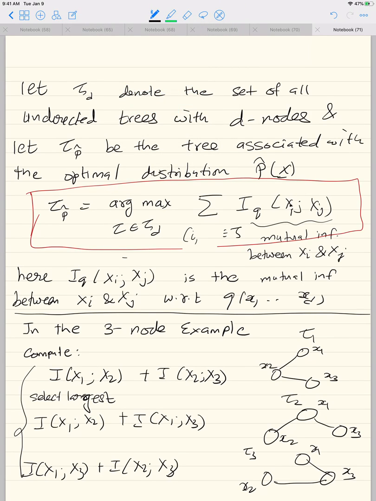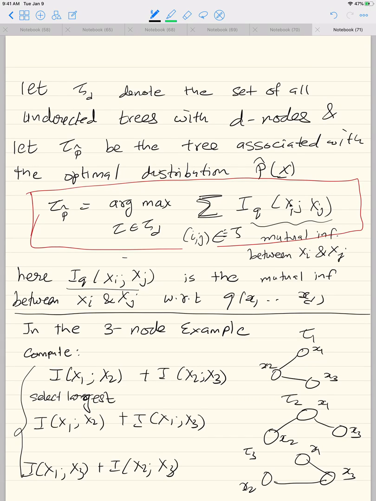So we take the sum over all ij in the tree tau. We look at the mutual information between the associated variables xi and xj using the q distribution. So we marginalize q with respect to xi and xj to compute this mutual information. We sum over all edges, and then we pick a tree for which this quantity is the largest. So here note that IQ of xi xj is the mutual information between the variables xi xj with respect to the q distribution.